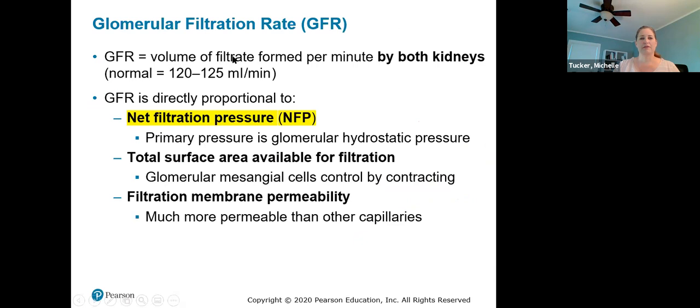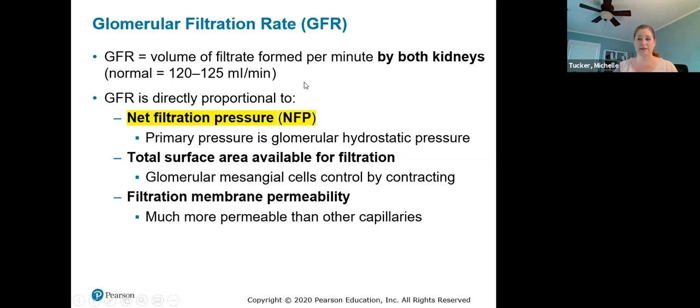The glomerular filtration rate, the volume of filtrate that is formed per minute by both kidneys, is roughly 120 to 125 mils per minute. So this is usually pretty even between the 2 kidneys. So each kidney is roughly between 60 and 65. It is directly proportional. So the amount of filtrate produced is directly proportional to net filtration pressure.